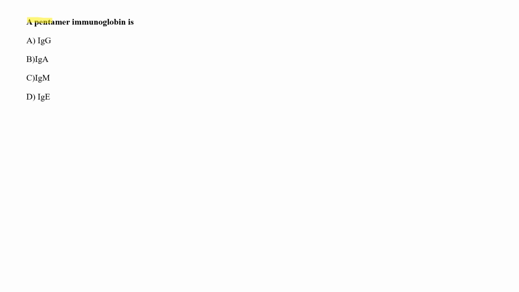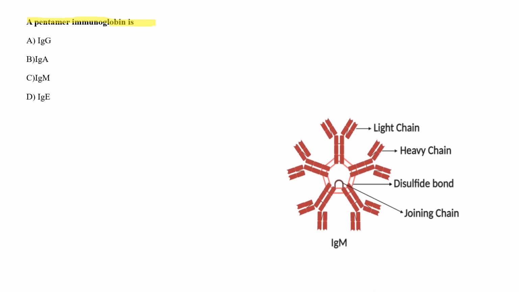Now, a pentamer immunoglobulin is option A IgG, option B IgA, option C IgM and option D IgE. So, if we see the structure, it is a structure of IgM, which is a pentamer. 1, 2, 3, 4 and 5 forms the pentamer that are connected by the joining chain, which we also know as J chain. Disulfide bonds are also present and heavy and light chains present. So if we talk about pentamer, so it is IgM.